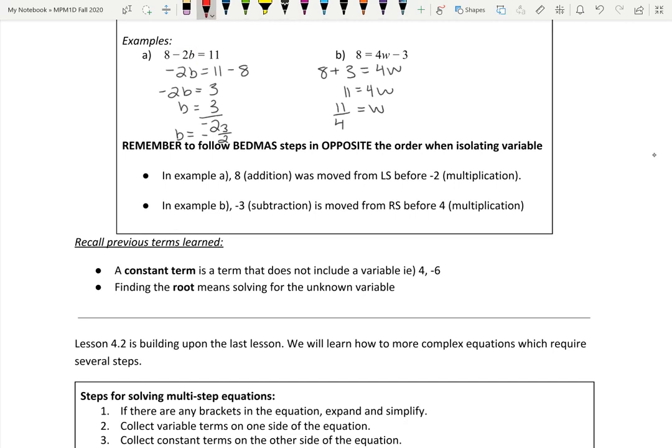And here on B, we remove the negative 3, which is subtraction. In BEDMAS, that would be last. We remove that before our multiplication, 4 times w. So again, just following the steps of BEDMAS in opposite order when we're trying to isolate for a variable.